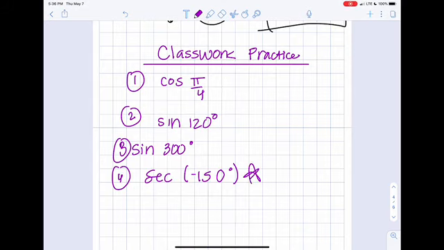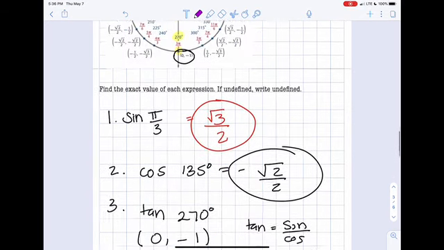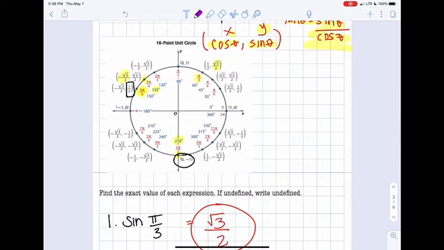Just be careful here with this one. Remember, when an angle measurement is negative, you want to move clockwise. So if you're going down your unit circle, you'll start here and go down this way till you hit 150 degrees. Good luck with that one.